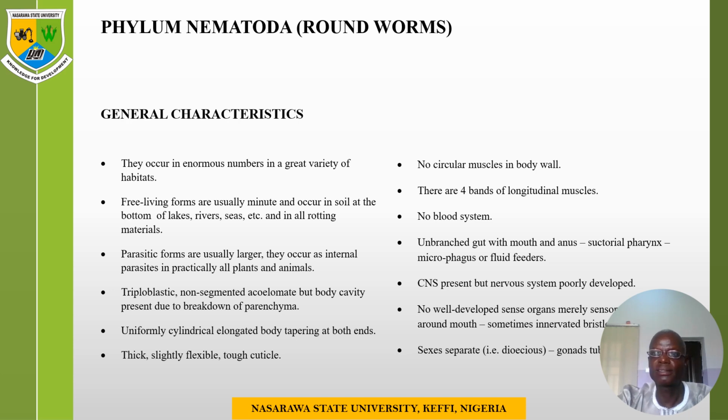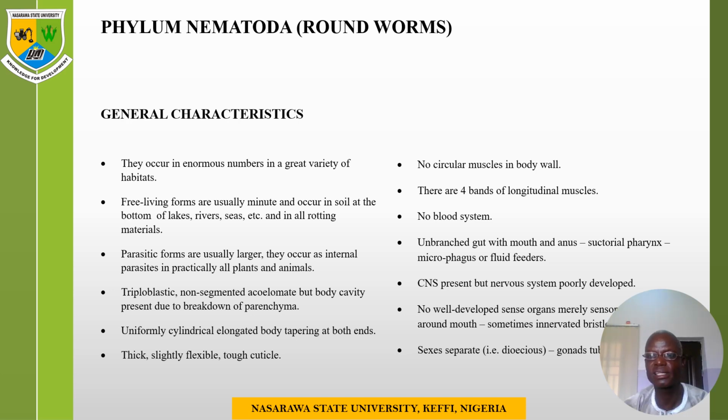They don't have circular muscles in their body wall. There are four bands of longitudinal muscles, and no blood system. The gut is unbranched with a mouth and anus. They have a muscular pharynx, and they are macrophagous or fluid feeders. The central nervous system is present, but it is poorly developed. They have no well-developed sense organs.